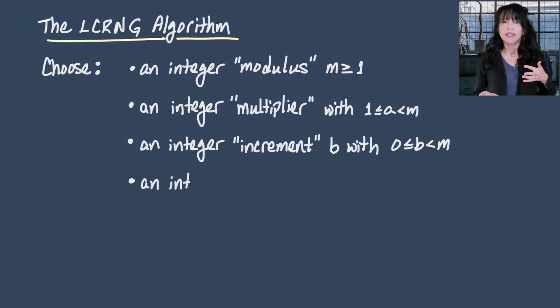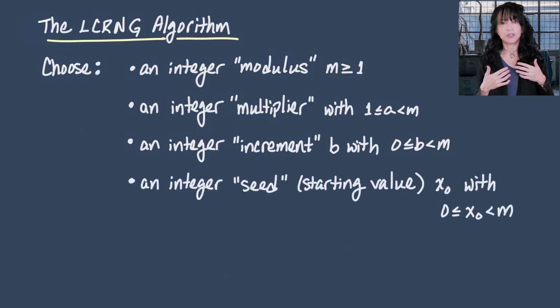And finally, the fourth parameter is something to get us started. It is a seed to the algorithm. For reasons that will become apparent in just a few seconds, we're going to denote this seed by x naught, or x sub 0, and this should be an integer taking the values 0, 1, 2, up through m minus 1. So you have to choose one of those values.